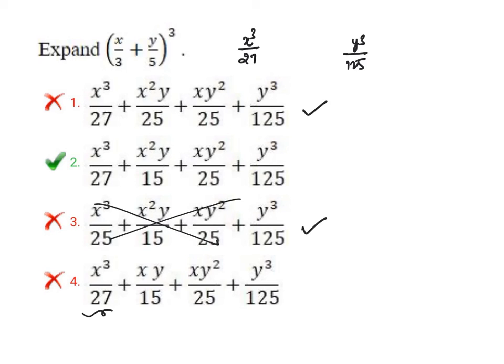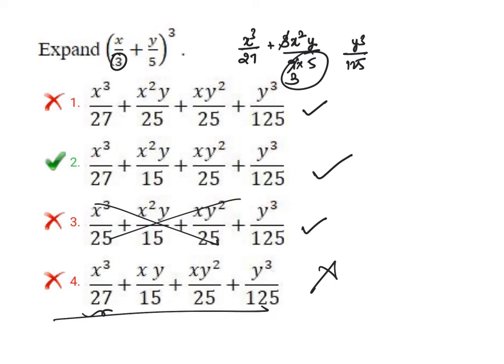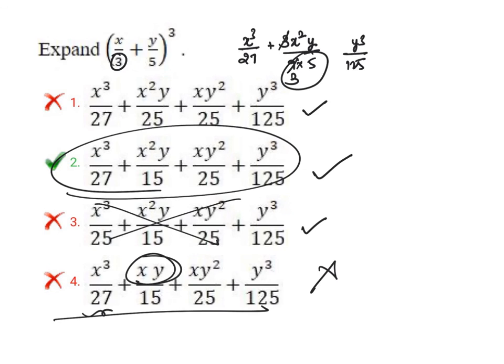Now we can say 3 a square b, that is 3 x square by 9 into y by 5. So in the same manner, 3 square is 9 into 5, so 3 ones are 3, 3 threes are 9. So it should be 15 here. So this is 15. This is not there. So the only option left is x cube by 27 plus x square y by 15. No other option has the same, because it should be x square y by 15.